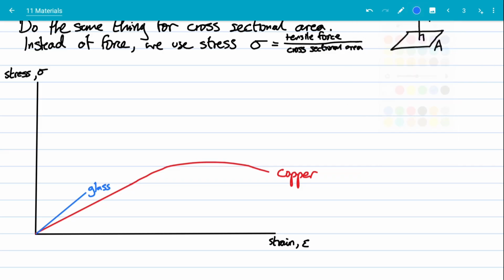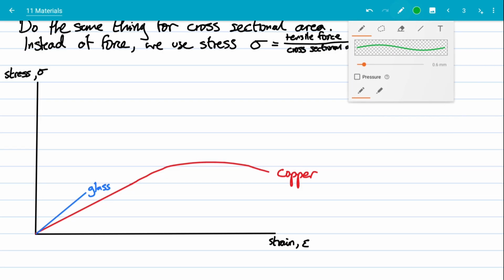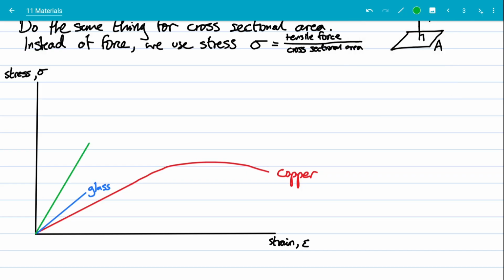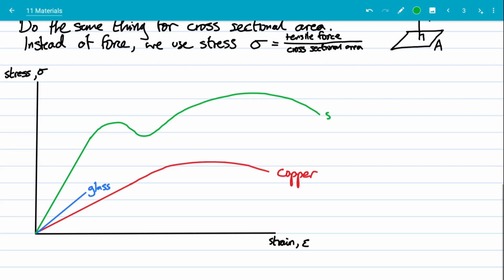But if I take steel, steel is very interesting indeed. It starts with a nice straight line like this, then it curves, and it actually curves twice like that. Now, if you're interested in metallurgy, you can study this and work out what's going on with steel. We have some interesting points on this graph. We've got a point here, which I can label P, and that is the limit of proportionality. In other words, it's the point where the graph stops being straight.